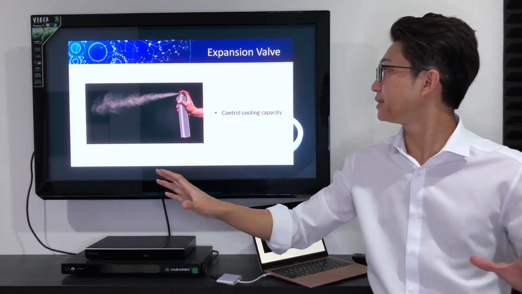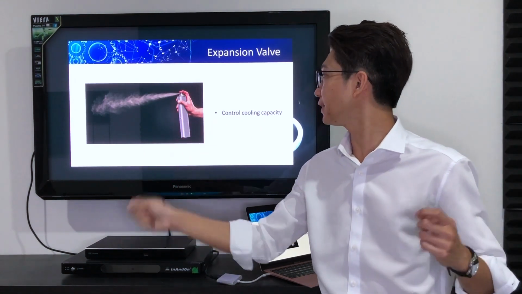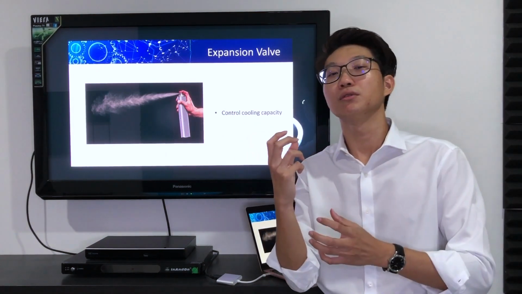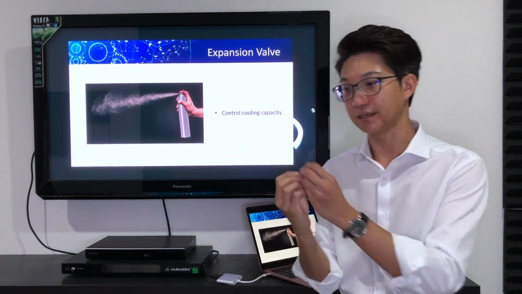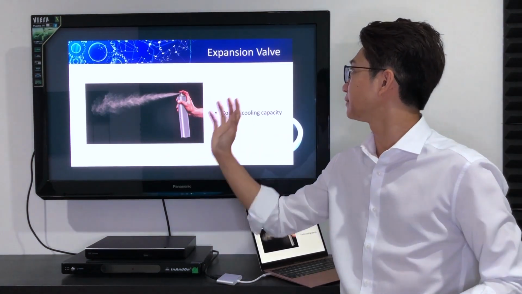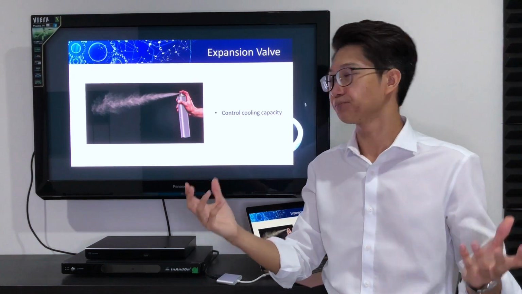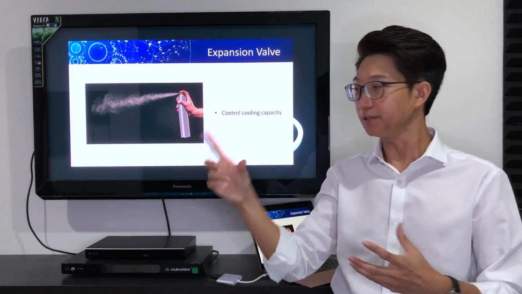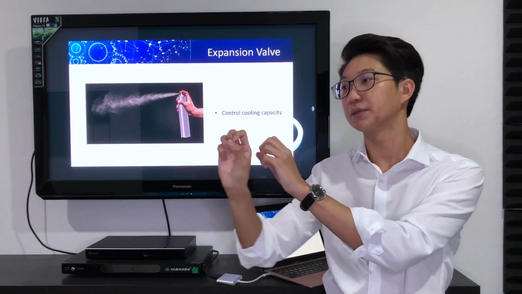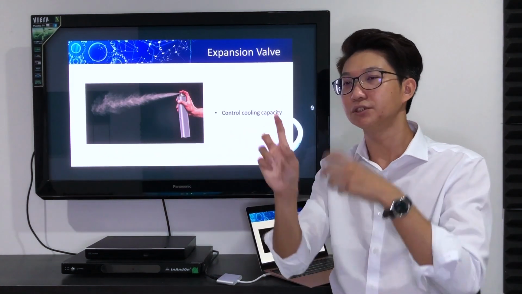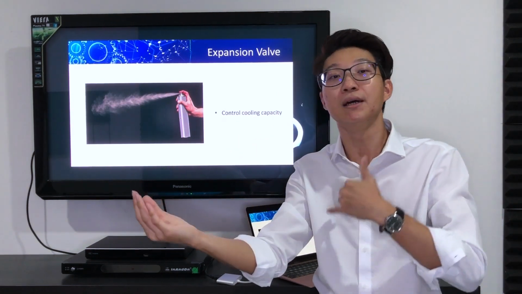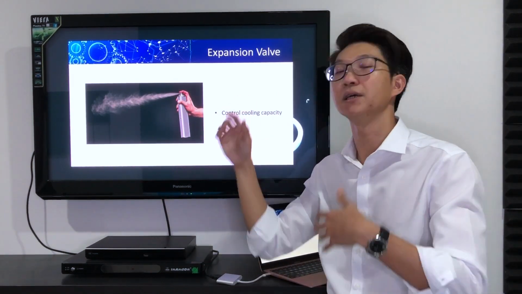Then the last one is the expansion valve, right? The expansion valve is a device that we use to control cooling capacity. It expands the gas, releases the pressure, and controls cooling capacity. For example, it's just like a hairspray, right? High pressure, then you spray it, it becomes low pressure. So how much you squeeze the spray is equivalent to how you control the refrigerant volume and thus the cooling capacity.